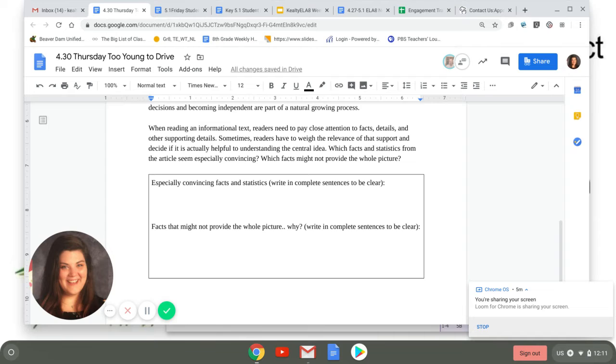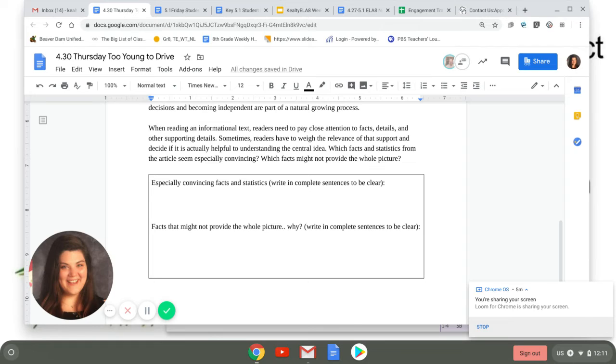You as the reader need to pay close attention to the facts and the details and other supporting details and information, right? Sometimes you as the reader have to weigh the relevance of that support and decide if it actually is helpful in understanding the central idea. So you might have someone arguing about brain development, and they might have two really strong pieces of evidence that are facts and statistics from a research done on the human brain.